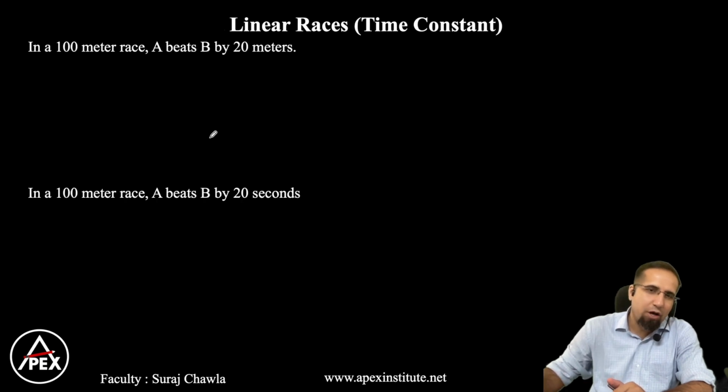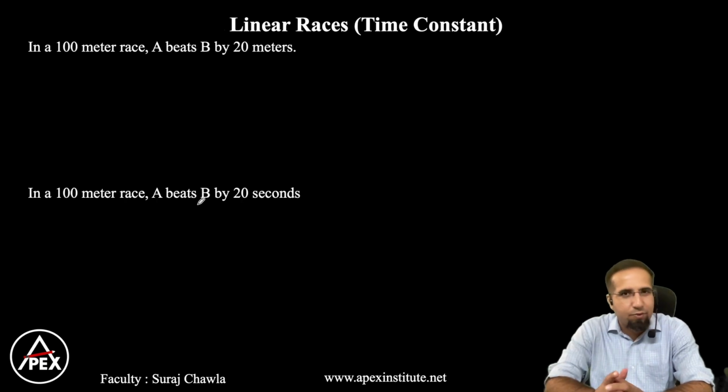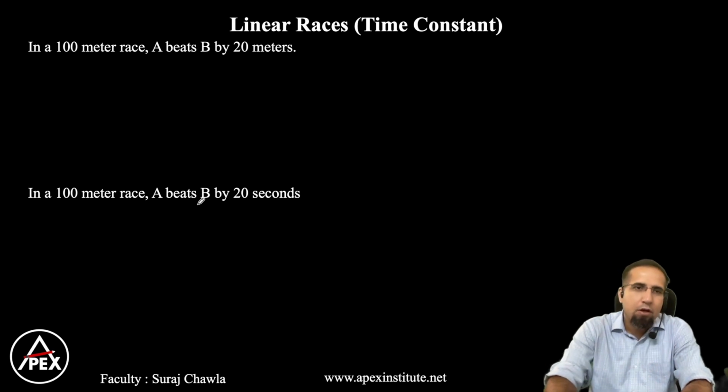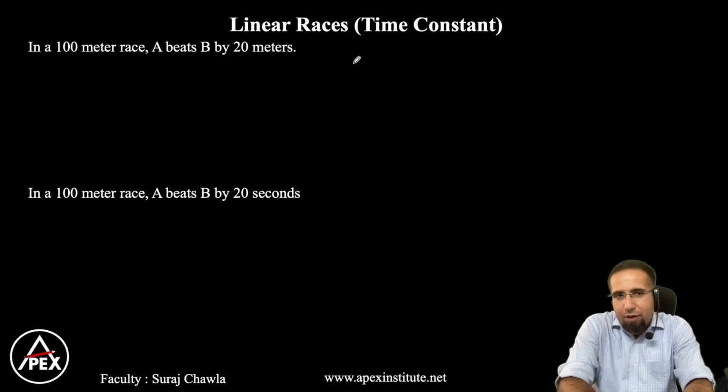Right. So let's look at the next concept. The next concept is linear races. Right. Now in linear races, we generally apply time is equal to constant model. Now in a 100 meters race, if I'm given A beats B by 20 meters, then all we need to keep in mind is A beats B.